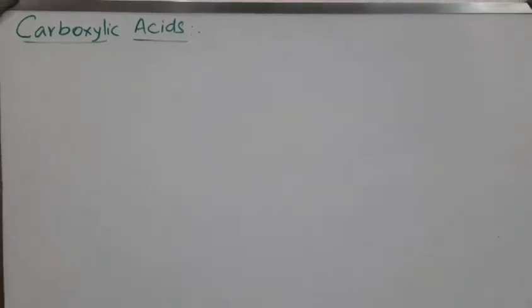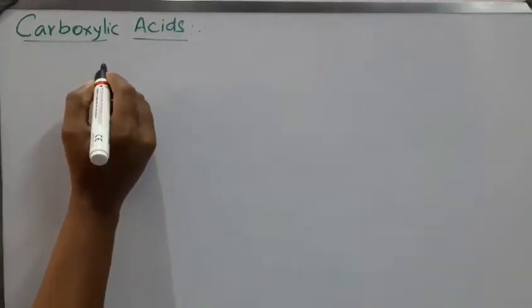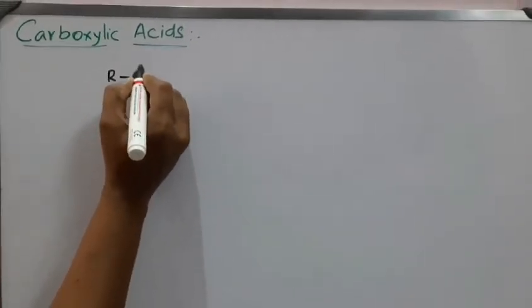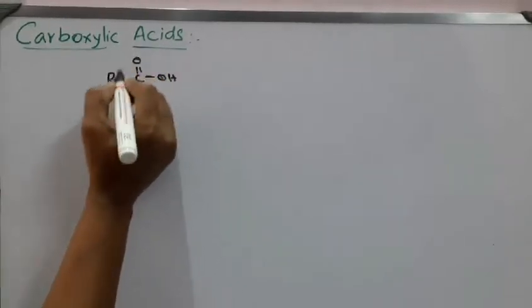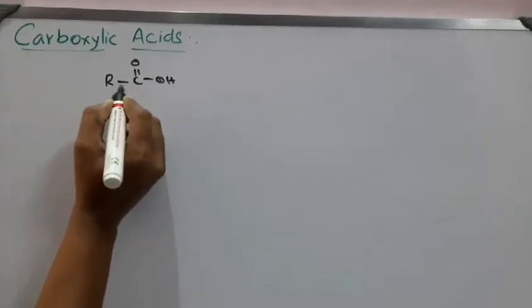Today's session. Next topic is carboxylic acids. Okay, so we'll discuss carboxylic acids. We already know the carboxylic acid functional group. How do you represent the general formula? This is an alkyl group with this acid group. So that is called an alkyl acid.